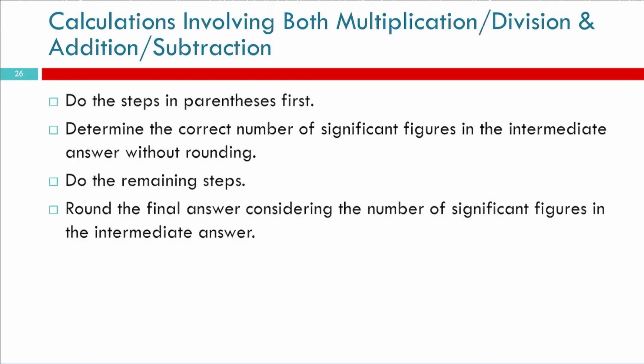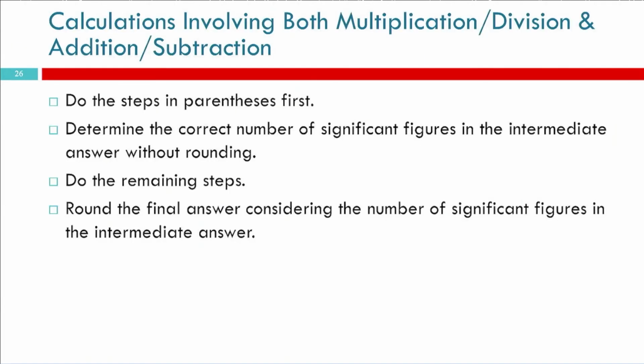All right. Got a lot of ground to cover in 30 minutes. So what happens if you have multiplication and division and addition and subtraction in the same math problem? You'll do the steps in parentheses first. This is like, please excuse my dear Aunt Sally, PEMDAS, it's order of operations. So do the steps in parentheses first, determine the correct number of significant figures in the intermediate answer without rounding, and do the remaining steps, then round the final answer considering the number of significant figures in the intermediate answer. I know that sounds confusing. Again, we've got examples.